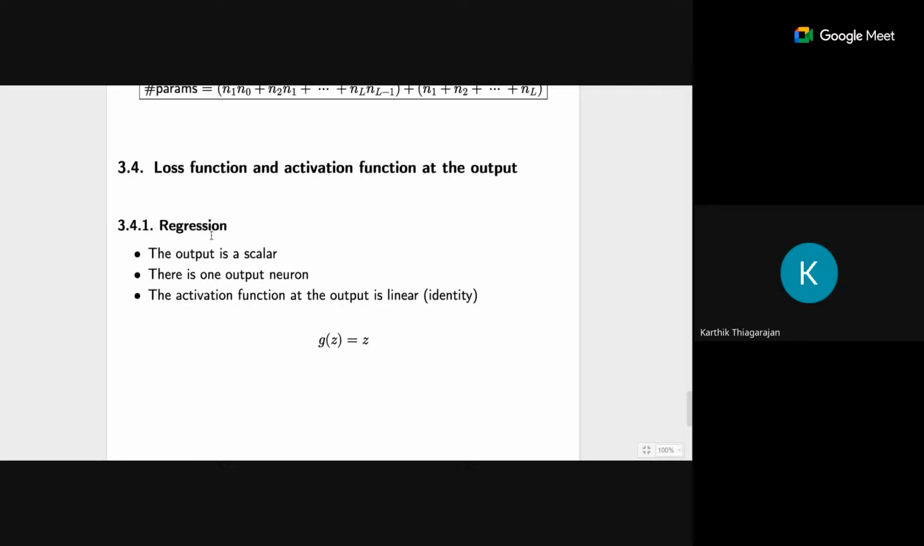So why should this be identity for a regression problem? What happens if it is, say, sigmoid? Why can't it be a sigmoid? What is wrong if it is a sigmoid? The output would be between 0 and 1, so you don't want that. Nothing forces the output to be between 0 and 1. It could be any real number, right? So it should not be sigmoid. It should be linear or identity. So the first thing we have taken care of.